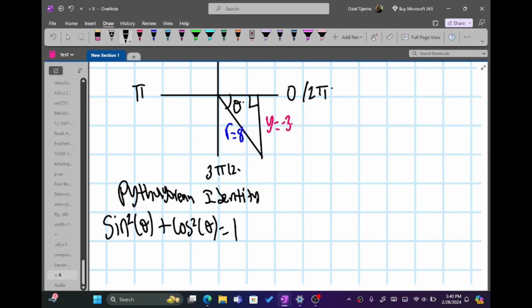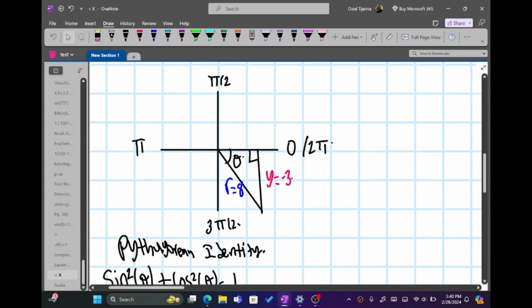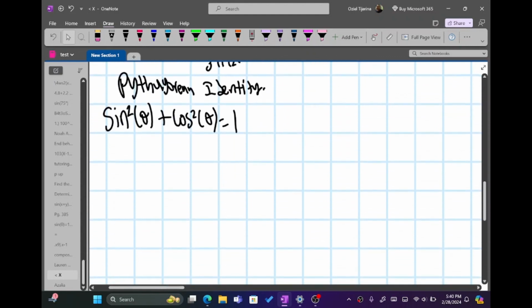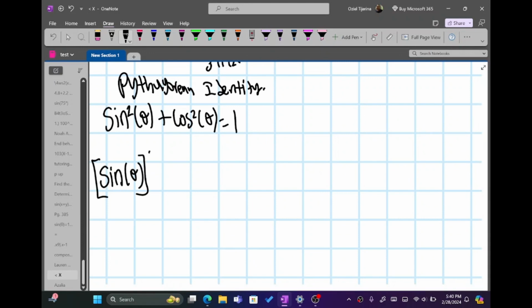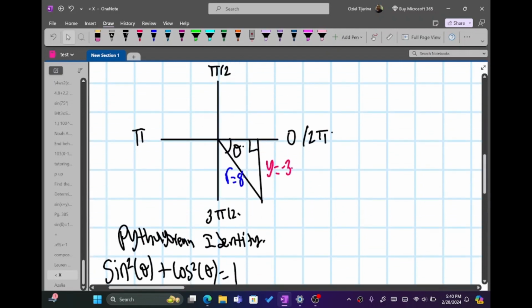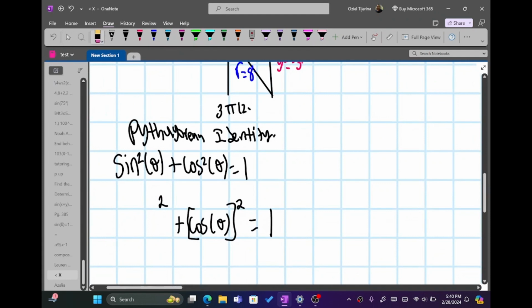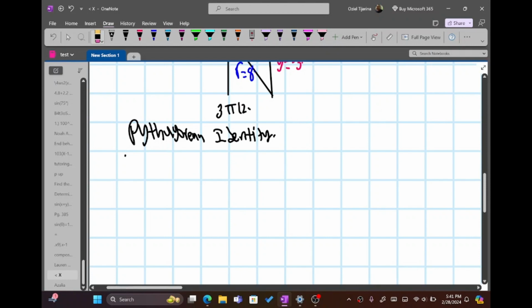We know again that sine theta is negative 3/8, so really this is sine of theta quantity squared plus cosine of theta quantity squared is equal to 1. Of course, guys, you can also use the Pythagorean theorem and just find the cosine. Actually, let's do that instead. I don't want to do it this way. You can do it this way, but I'm not going to do it that way.